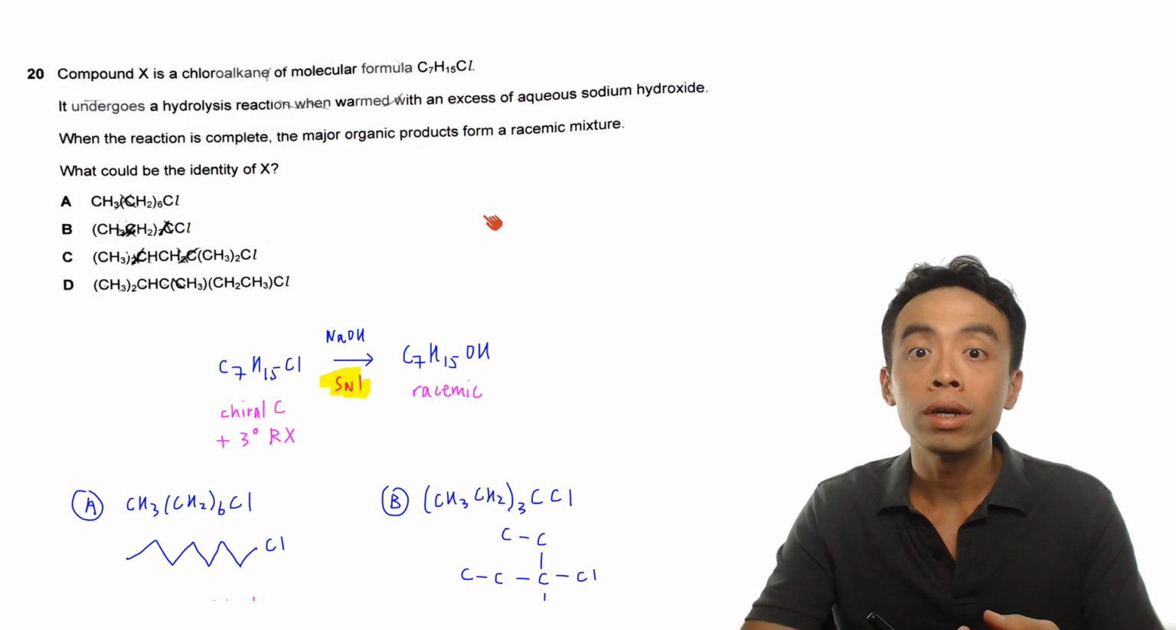Now in this video, we want to go through the suggested solution for 2019 A-Levels H2 Chemistry Paper 1, question 20. Okay, let's take a look at question 20.